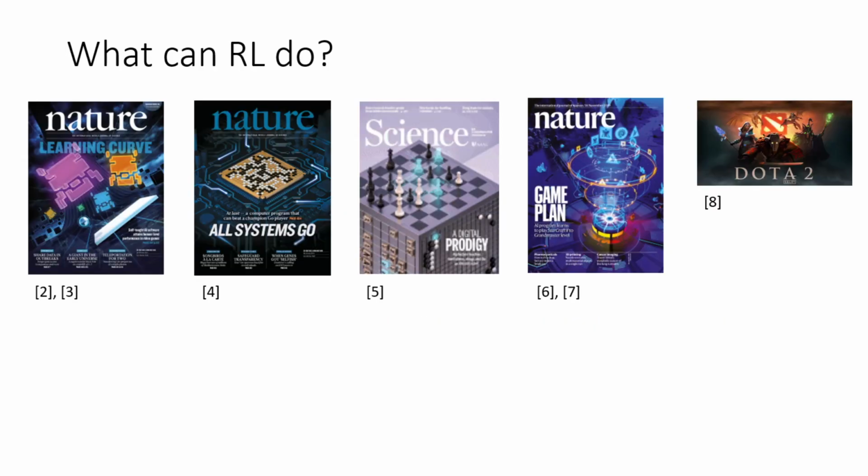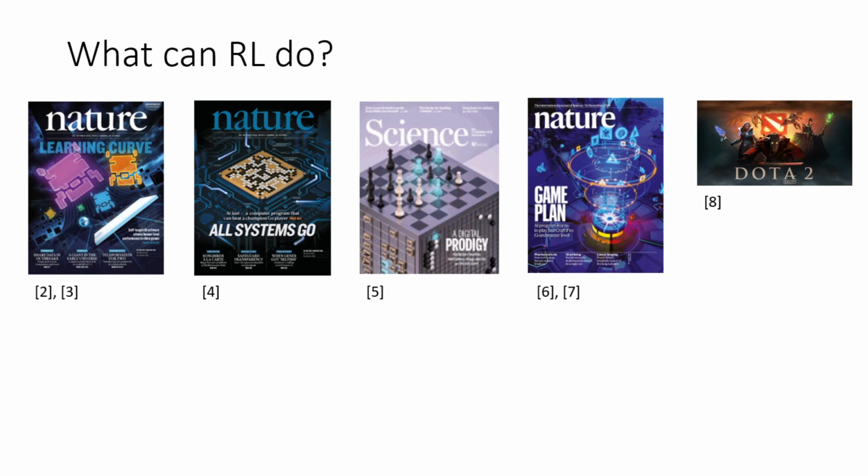RL has certainly had a lot of well-publicized achievements in recent years. Here is a subsection of one common area of application for reinforcement learning, and that is games. The other, which will be on the next slides, is robotics. So here we can see, well, what can RL do? Well, it can get you a lot of cover papers is what it can do.